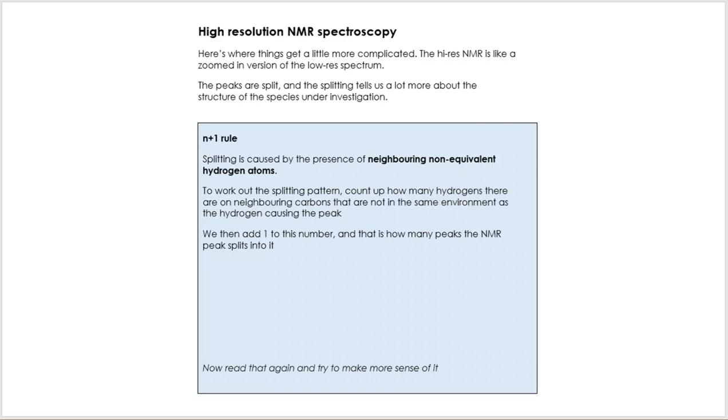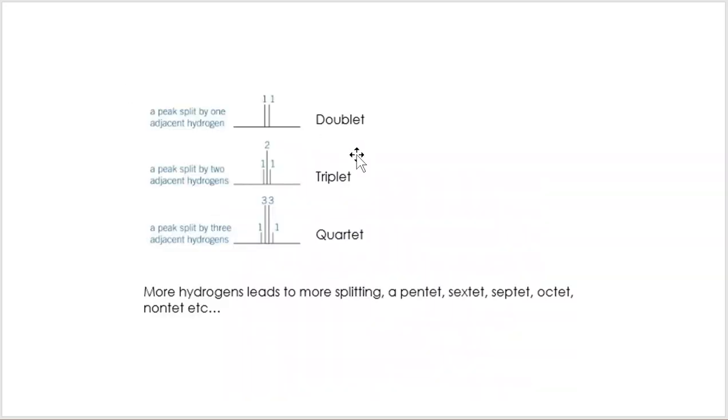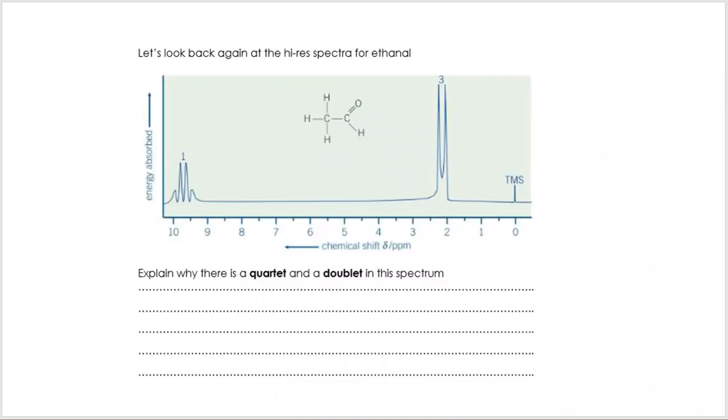What that means is, if I look at a hydrogen and I see the carbon it's bonded to, I go to the neighbouring carbons and I count up how many hydrogens are on those carbons, but where their environment is different to the one that we're actually investigating. Once we know how many of those there are, we've checked that they're not in the same environment, however many that number is, we add 1, and that's what our peak will split into. So it might split into a doublet, a triplet, or a quartet. It could go further: doublet, triplet, quartet, pentet, sextet, septet, etc.